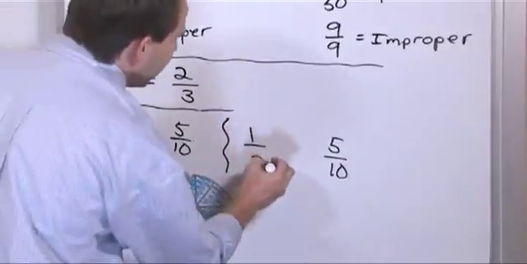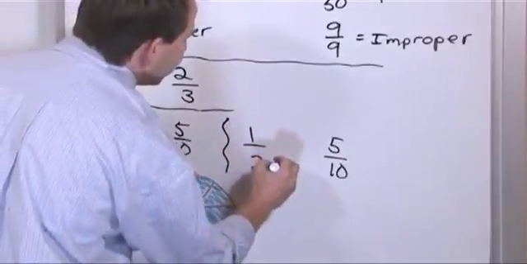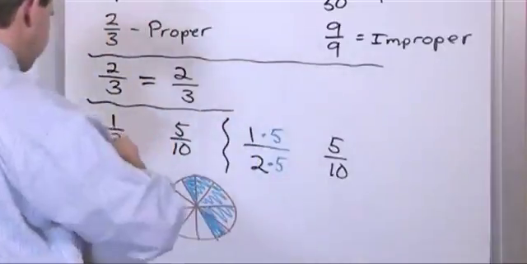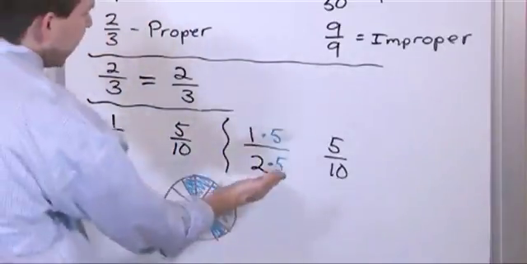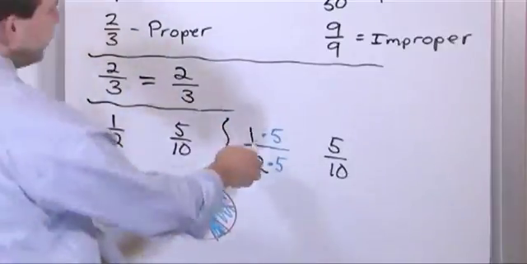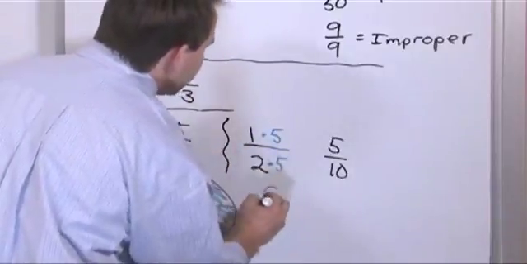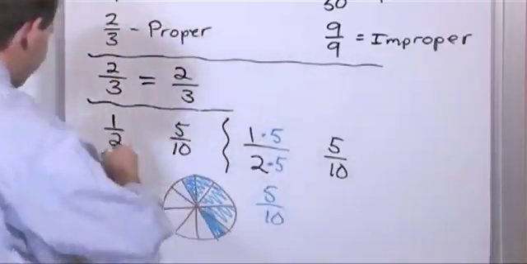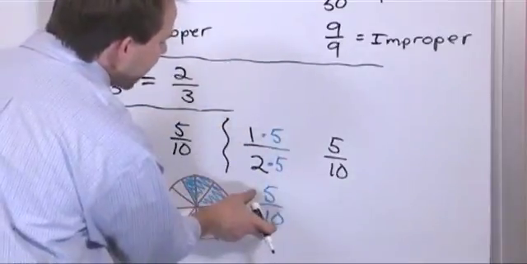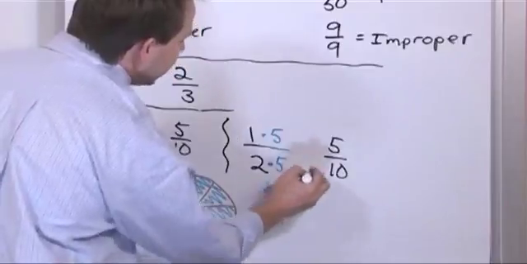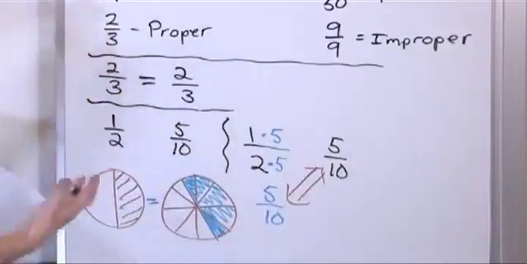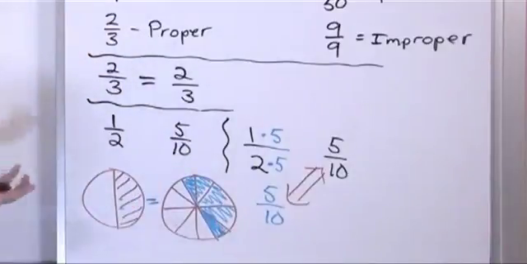What if I multiply the denominator by 5 and the top by 5? I told you I can multiply or divide this fraction by anything I want as long as I do it to the top and to the bottom. So 1 times 5 is 5, and 2 times 5 is 10. So if I do this to this fraction, I get 5/10, which is exactly the same thing as the other fraction I'm comparing it with. I have proven that these two fractions are actually equivalent to each other without actually drawing a picture.